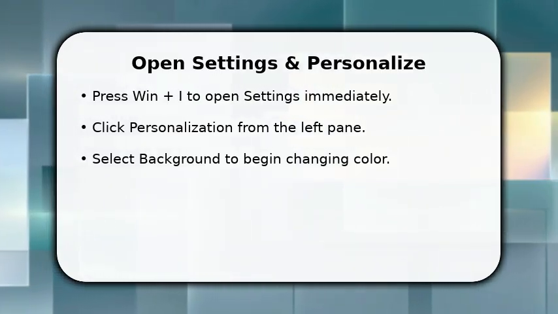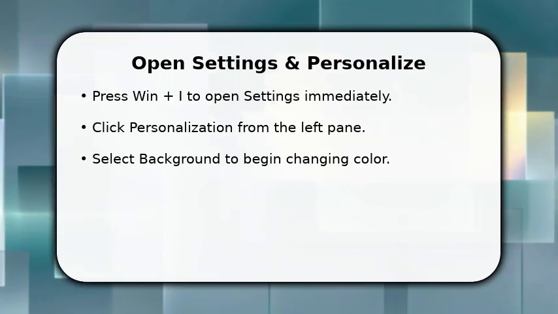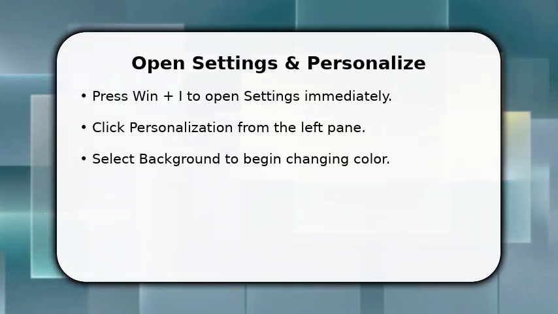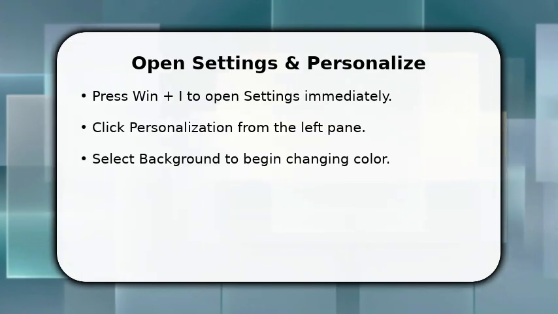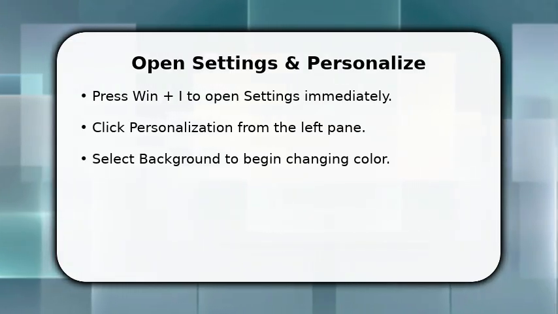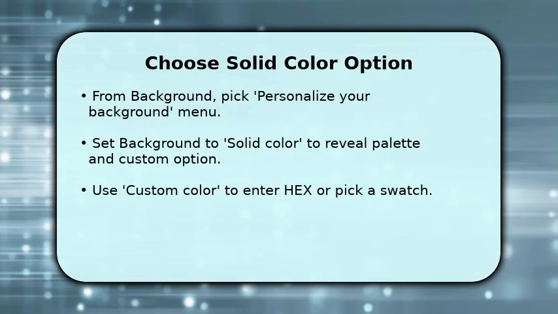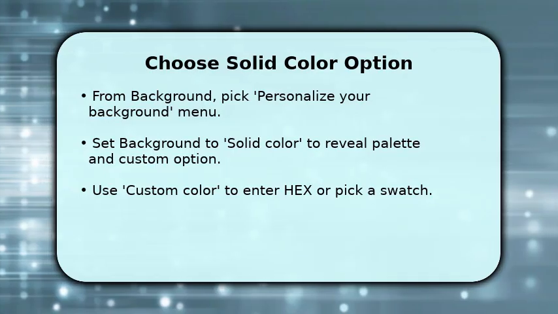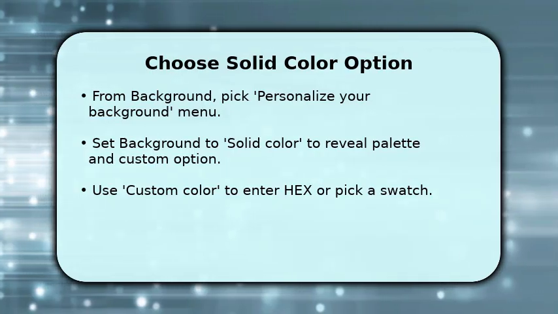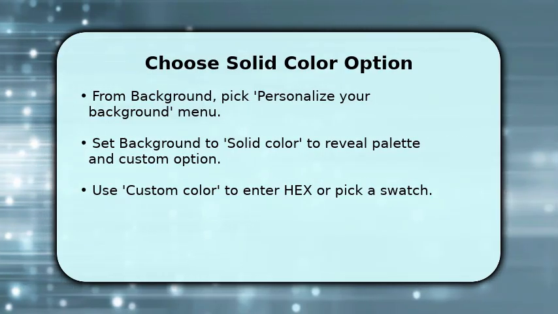Make sure you're on Windows 11 and not in tablet mode, because some options differ. After background is visible, you're ready for the next step. Choose a background type. Now, set background to solid color so the system applies a single desktop hue instead of an image or slideshow. Once done, you'll see a grid of swatches and a custom color button.